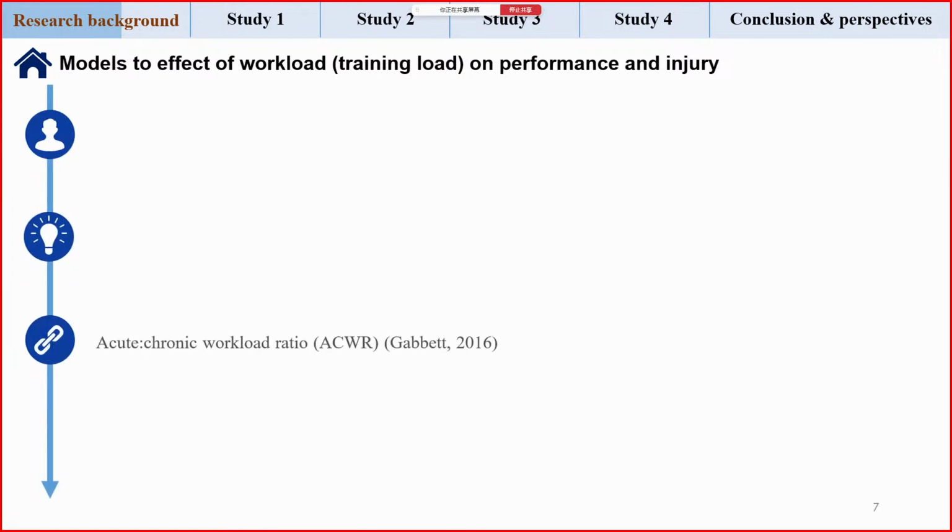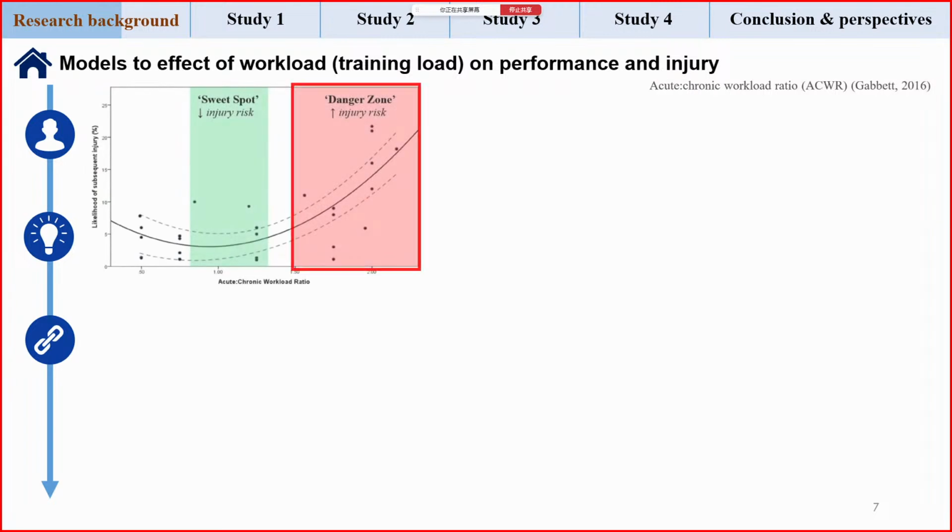The next model is the acute chronic workload ratio, or ACWR, which quantifies the adaptation by comparing short-term acute and long-term chronic training load. ACWR between 0.8 and 1.3 is considered the sweet spot, where injury risk is low and adaptation is optimized. However, when the ratio exceeds 1.5, the athlete is in the danger zone, and the injury risk increases.